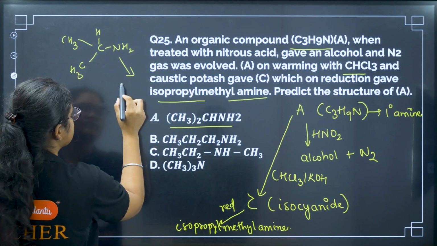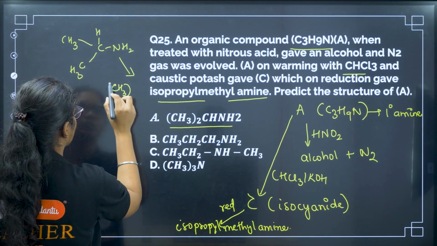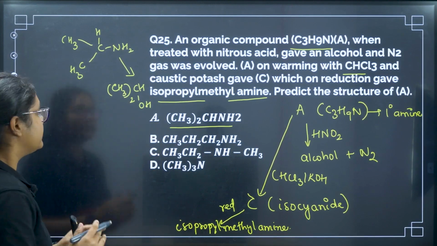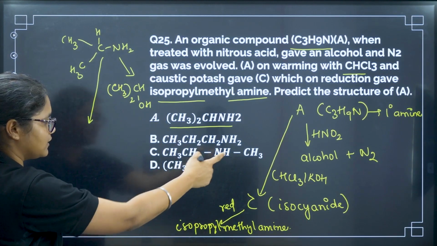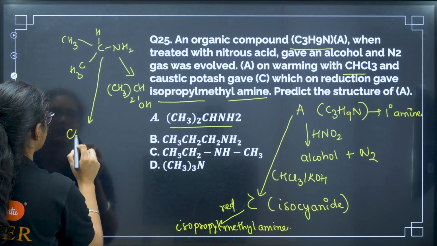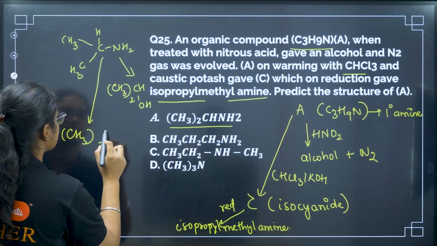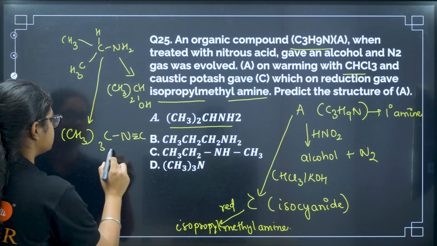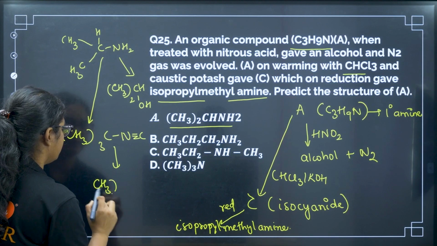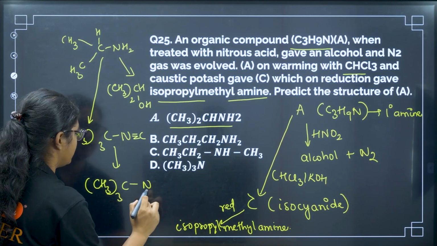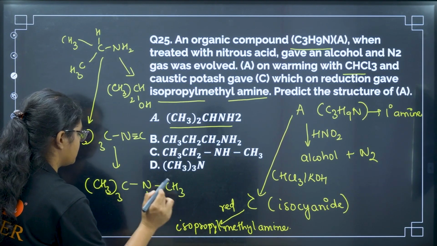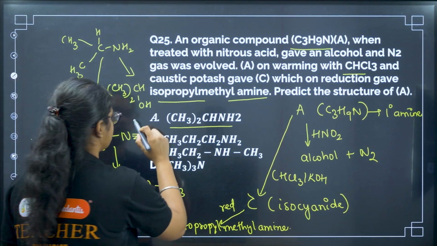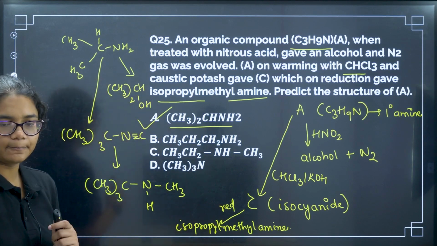When you treat it with nitric acid, we will get CH3 whole 2 CHOH, right? This is the first thing. Next is when you treat it with this isocyanate group. So what will happen? We'll get CH3 whole 3 CNC. Now when you reduce it, on reduction, what will happen? CH3 whole 3 CNH CH3, right? So now this is your isopropyl methylamine. So the correct answer for this question will be option number A.